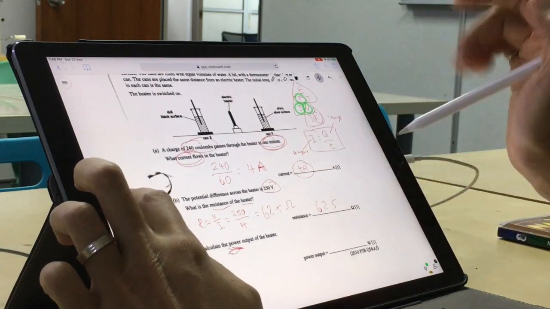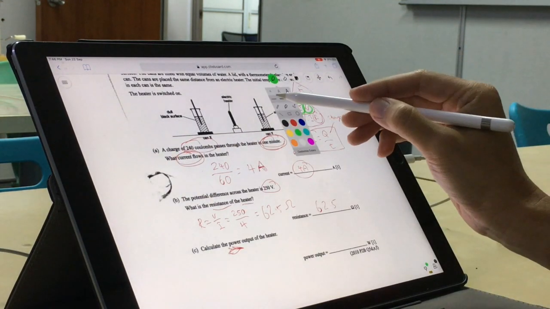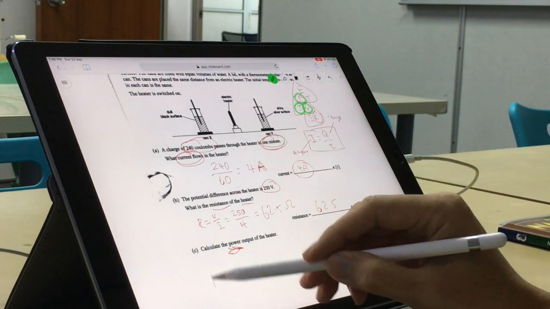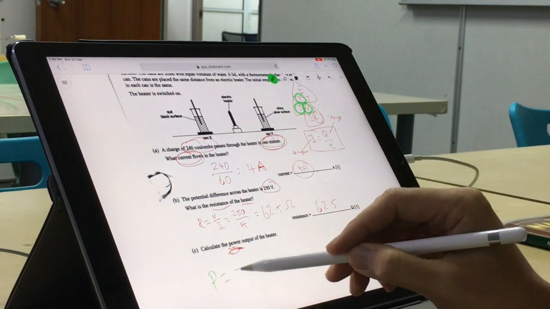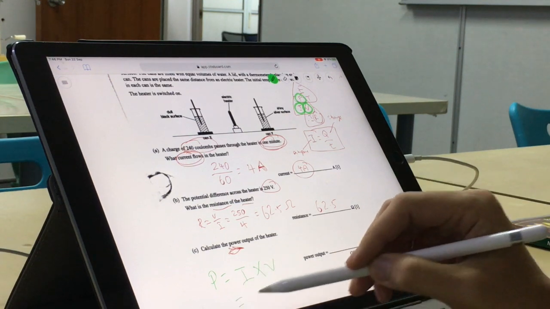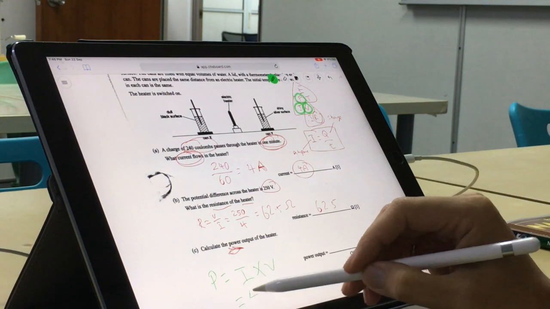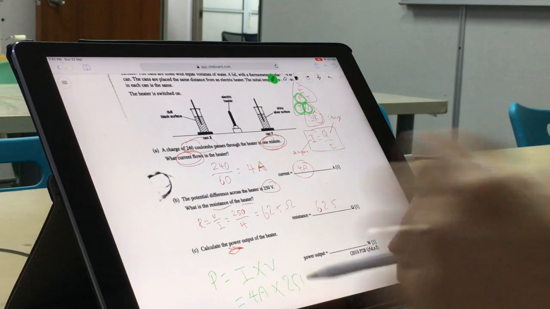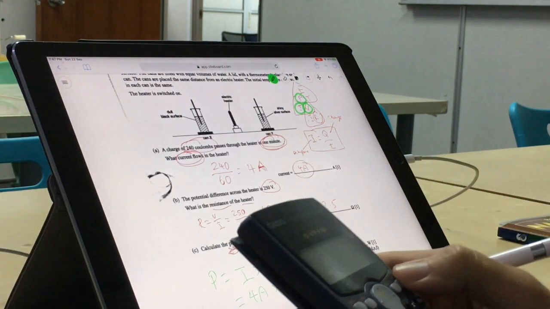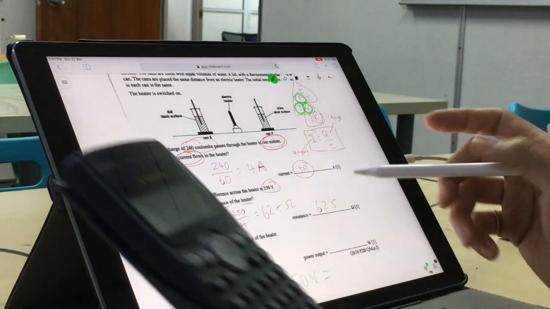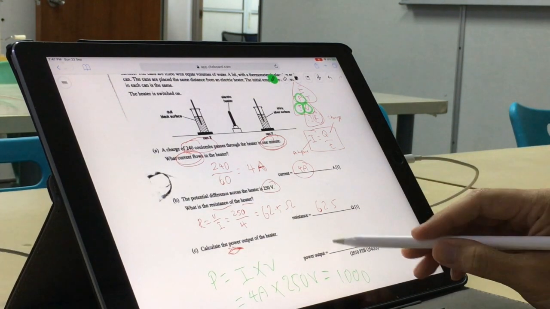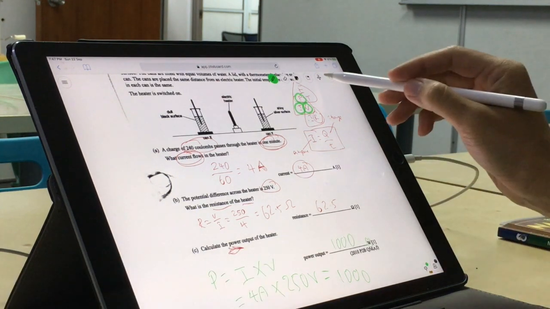So I gotta find power. Power equals current times voltage. What is my current? 4 ampere, and my voltage is 250 volt. So multiply together, 250 times 4, is 1000. And what's the SI unit? Watts. So it's 1000 watts.